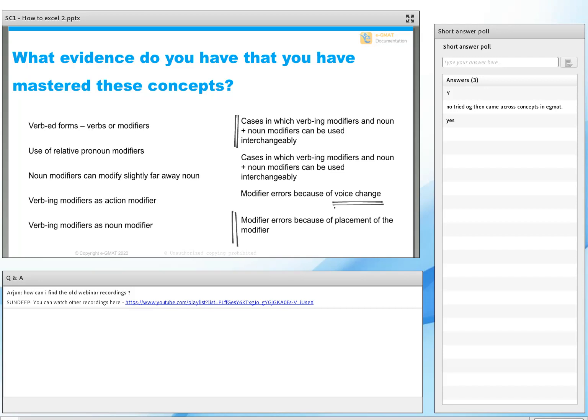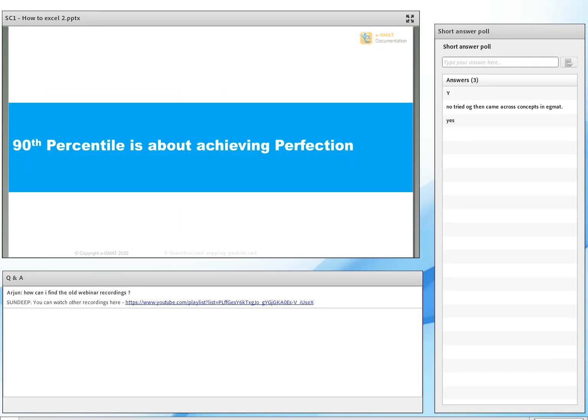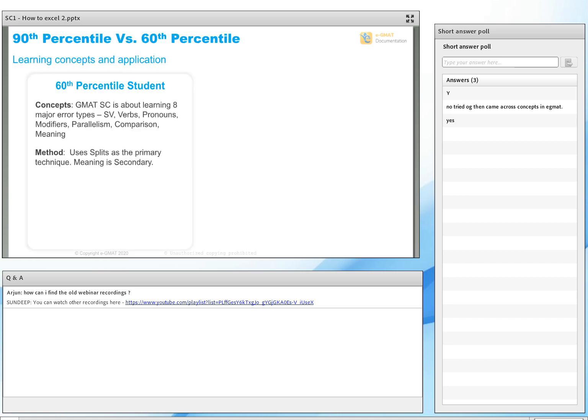And overall, modifier errors, of course, lead to meaning errors. And this is just a minor set of examples of things that you should have evidence that you can do, where, by changing the placement of the modifier, by putting it ahead of the sentence versus in the middle of the sentence, it leads to meaning errors. Again, grammatically perfectly constructed sentences, but meaning-wise not. And the ability to master these sentence structures is what leads to you getting to that 90th percentile. So in many ways, it is about achieving perfection.